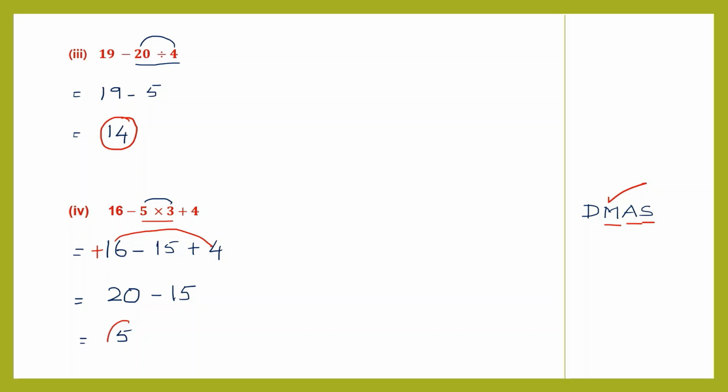Now this is one way of doing it. Let me show you another way of doing the same thing. That is from this step onwards. So we have 16 minus 15 plus 4.